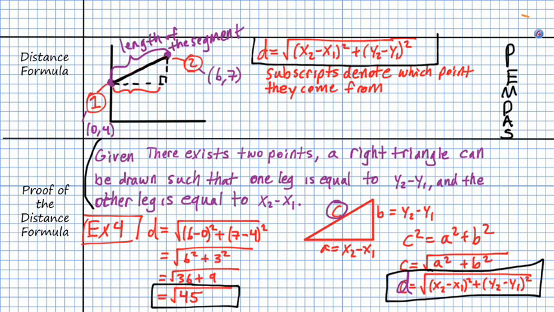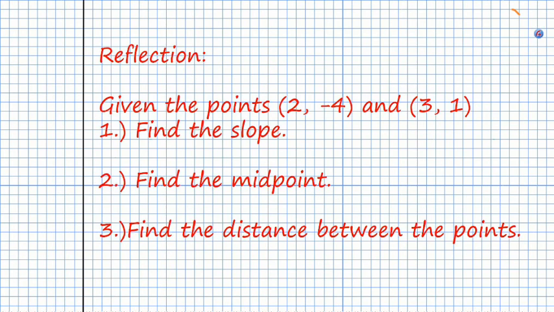Alright, so now you can go ahead and start on your reflection. Your reflection questions are, given the points (2, negative 4) and (3, 1), you want to find the slope between those 2 points, you want to find the midpoint between those 2 points, and you want to find the distance between those 2 points. If you have any questions, please let me know.